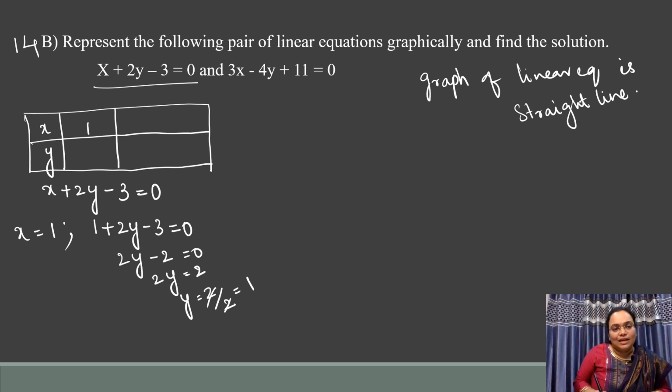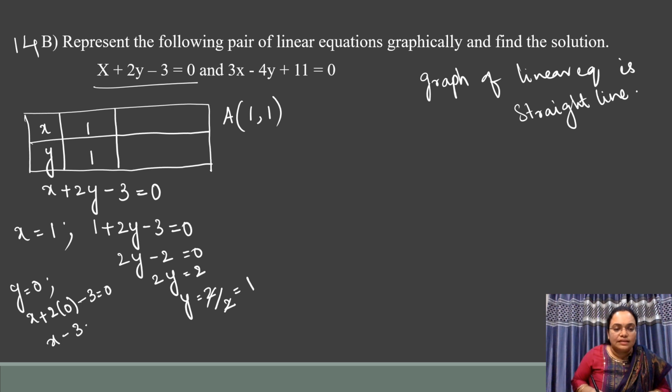So, when x is equal to 1, you will get y is equal to 1. Okay. Now, let us take this point as A of (1, 1). If you take y is equal to 0, that will be x plus 2 of 0 minus 3 is equal to 0. x minus 3 is equal to 0. You will get x is equal to 3. Okay. So, when y is equal to 0, you got x is equal to 3. So, the other point, we will take it as B of (3, 0).